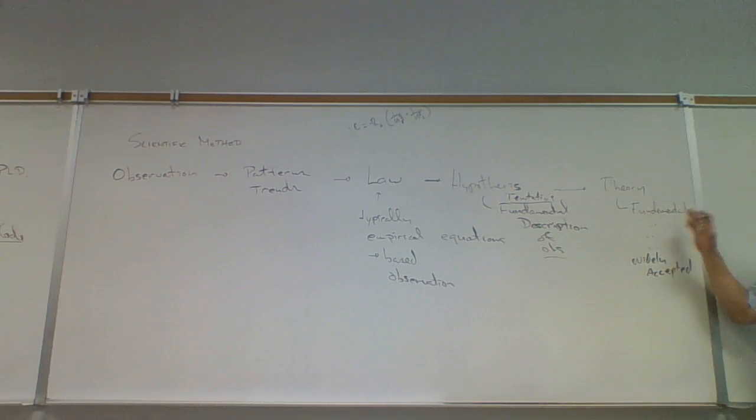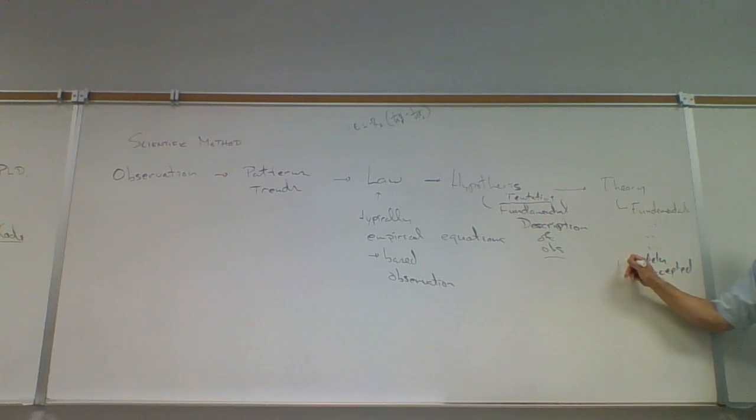But one of the things that a theory must do is, 1, it must be widely accepted, and 2, it must be able to predict new, unforeseen observations, phenomena, etc. My spelling's weak, so forgive me.